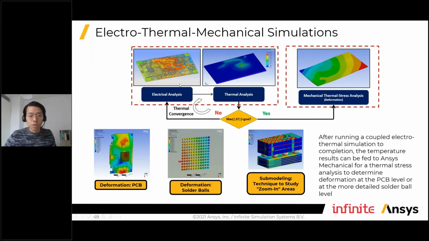Now, putting everything together, we have electroanalysis sending us the DCIR information, so we know how much losses it's going to distribute, but it does not really tell us how the thermal is going to distribute, because it also depends on the conduction coefficient on this board. And so once we do that, we will be able to understand thermal analysis.